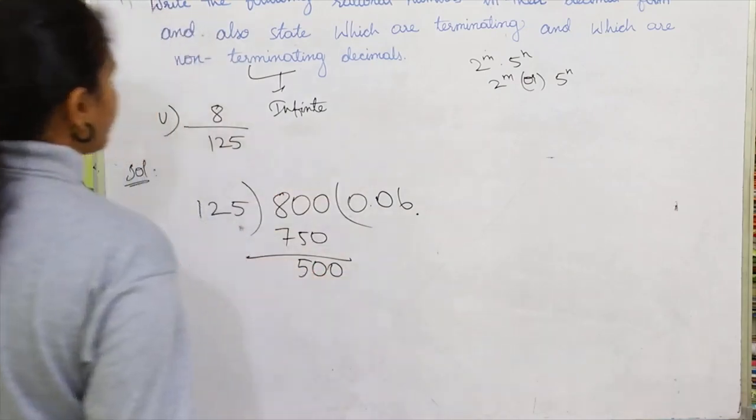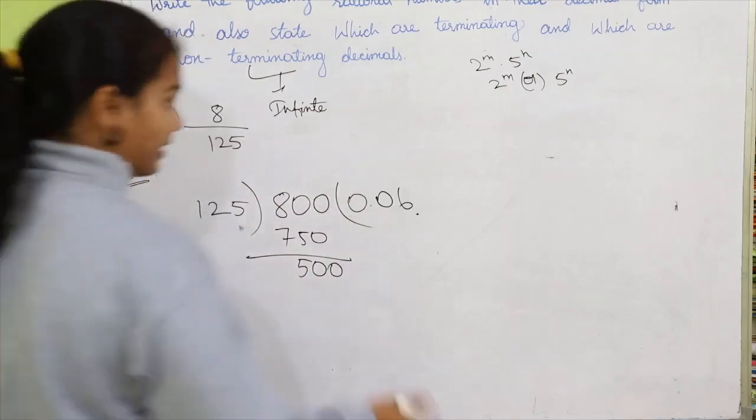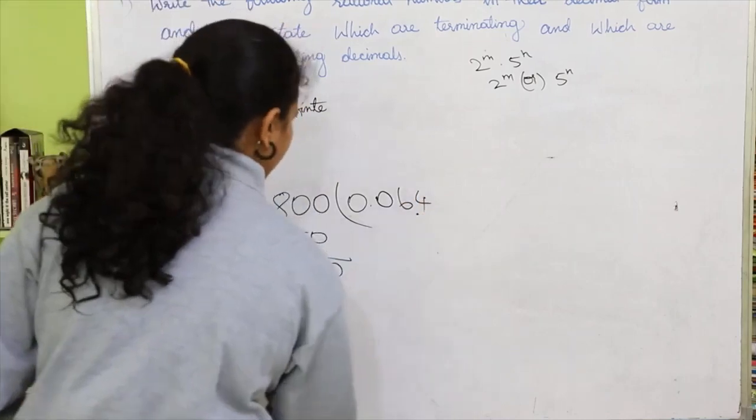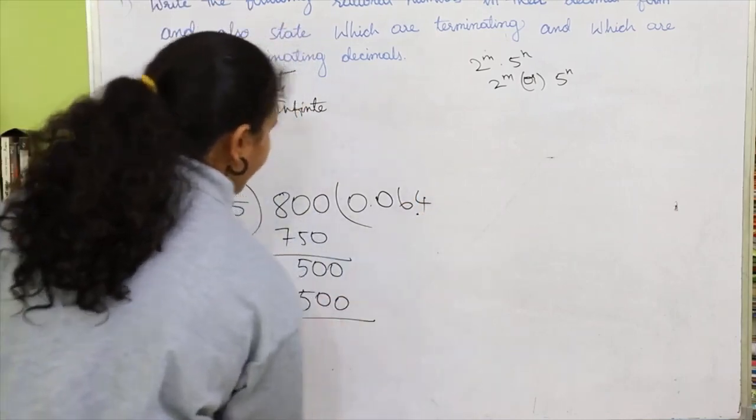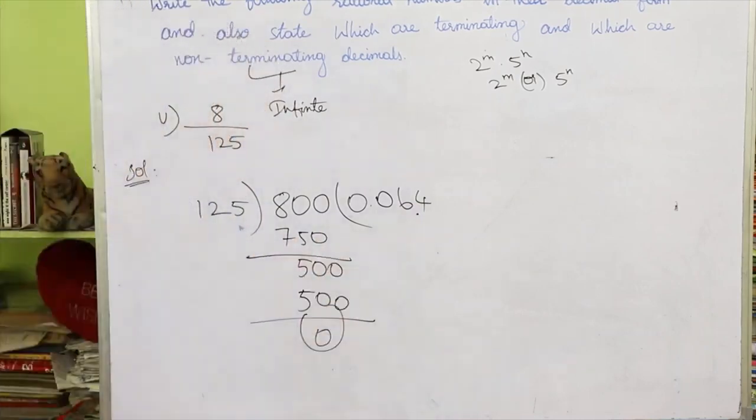Then what happens again? 125 into 4. 4 ones are 4, 4 twos are 8, 4 fives are 20. This gives 500. Now 500 minus 500 becomes 0. Therefore this is a terminating decimal. Now, to prove whether this is a terminating or non-terminating decimal, what do you do? You go for the LCM process.